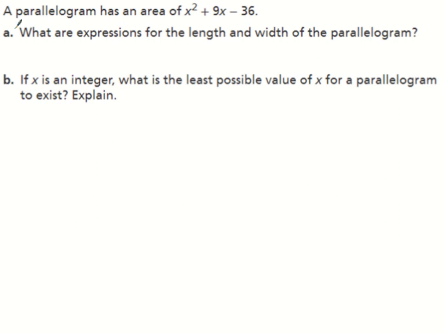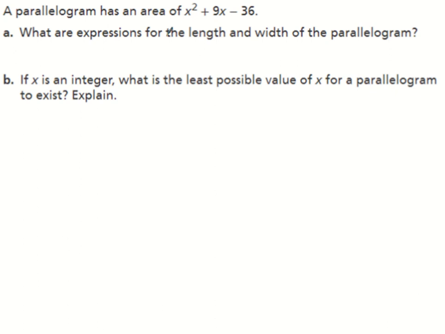Okay. So a parallelogram has an area of x squared plus 9x minus 36. What are the expressions for the length and width of the parallelogram? To find the area of a parallelogram, you just do length times height. And if x is an integer, what is the least possible value for x for the parallelogram to exist? Explain. So first, let's do part A on your own. Find the length and the width of the parallelogram by factoring. Pause it and try it and see how you do.